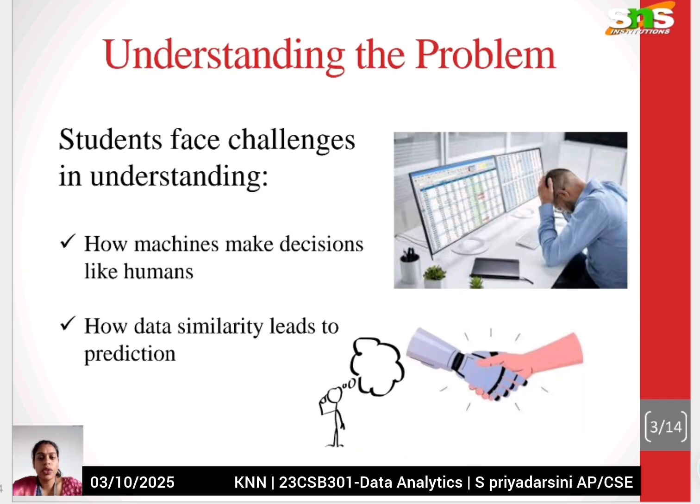Understanding the problem: students often face challenges in understanding how a machine makes decisions similar to a human. Two key questions arise. One is how machines use similarities, and the second is how comparing data helps predict outcomes. KNN and CBR answer these questions by mimicking human reasoning.